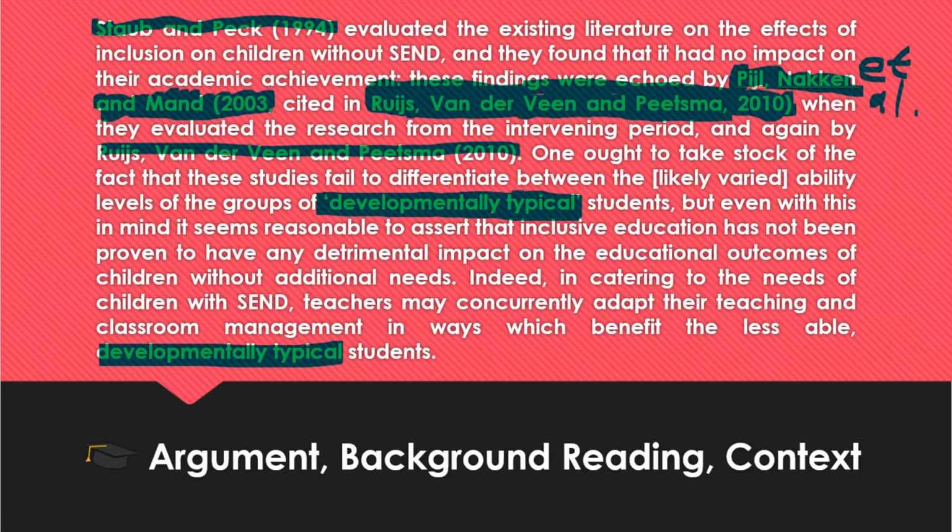So, a few points then about this. Basically, argument, background reading, and context. What that means is every paragraph really should make an argument, should make a point, should kind of develop the essay, should take it in a direction. Any paragraph that doesn't do that, why is it there? What's the point of it?